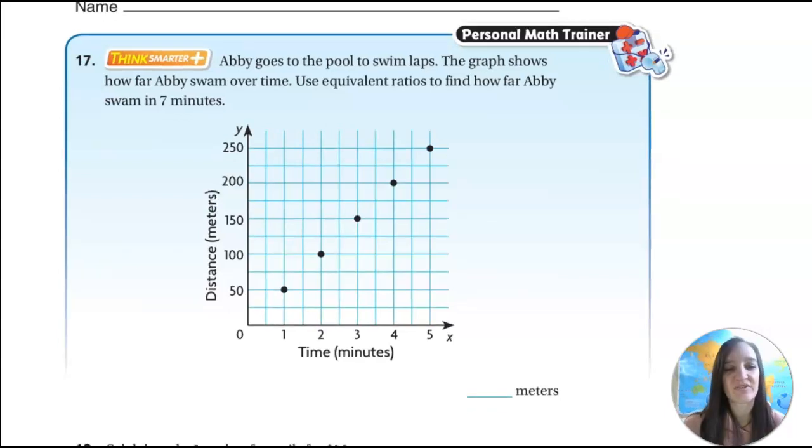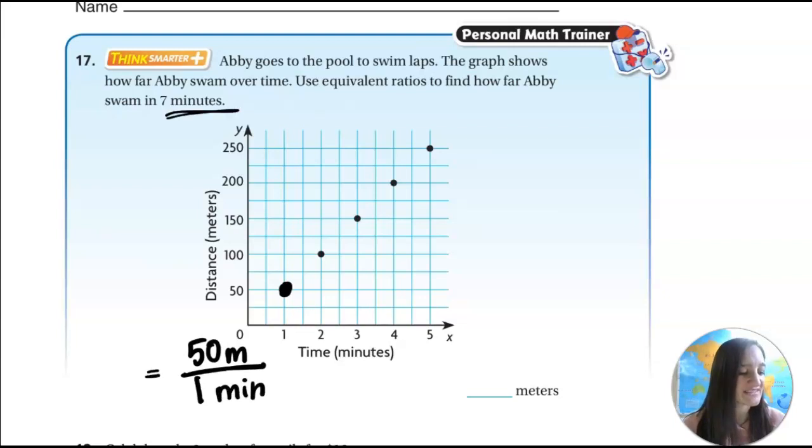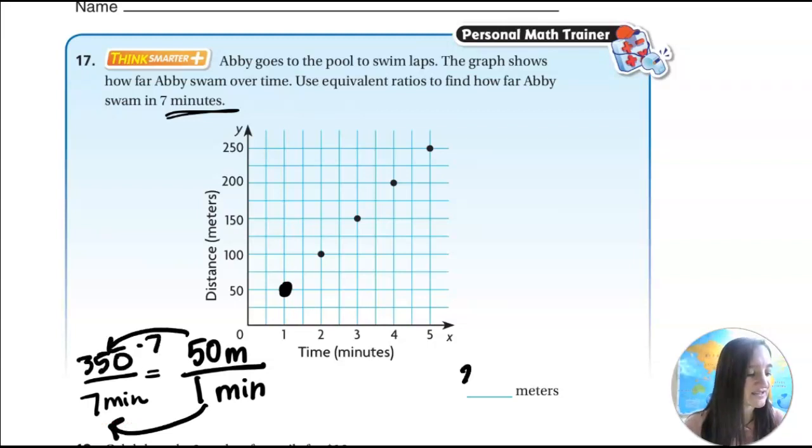Now all we have, it only goes up to 5 minutes, right? But what we can see right here is that the unit rate is 50 meters per 1 minute. And if I want to know how far she went in 7 minutes, then I could create some equivalent ratios, couldn't I? I could be like, oh, look, it's a times by 7 relationship. So if I did it that way, I could see, 350 meters in 7 minutes. You could also be like, oh, we're going 50 extra meters every minute, and then just keep adding 50 till you get to 7 minutes.